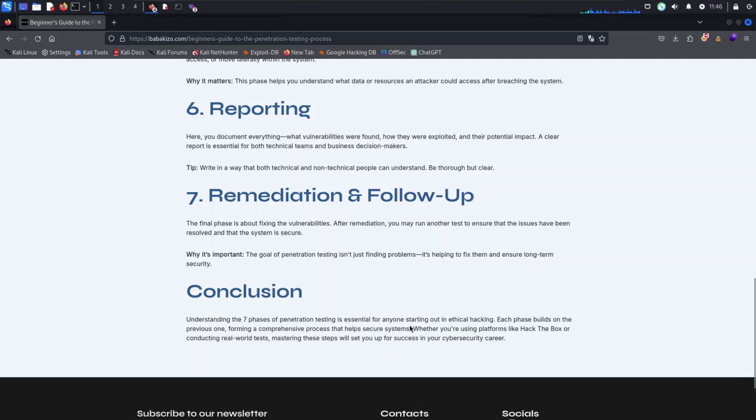I'm writing this like I'm writing to myself, because this is exactly what I'm doing. I'm studying on a platform called Hack The Box, and I'm actually conducting some real-world testing too. So basically, talking to myself.